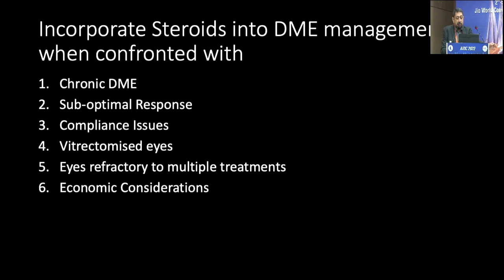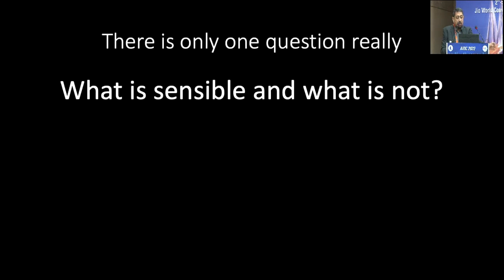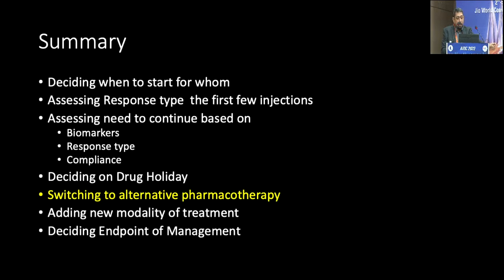These are some of the other specific uses of steroids in DME management. So there's only one question to answer. In your practice, what is sensible and what is not sensible? Flogging a dead horse with anti-VEGF where you have poor compliance. Compliance with Ozurdex is much better because you don't have to do anything for the next 3 months. Cost is definitely an issue, but it can be rationalized.